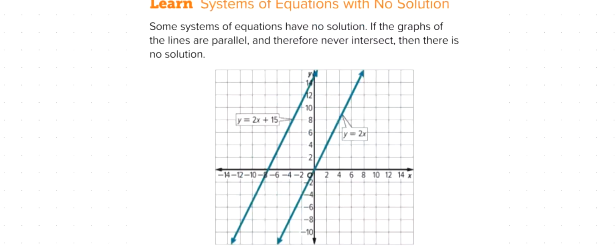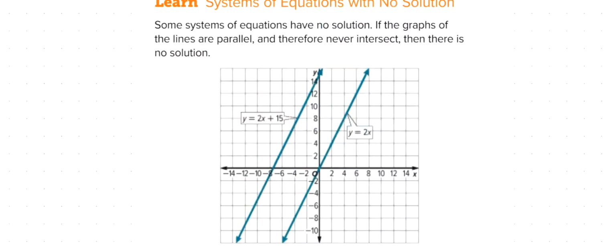Let's see an example. Let's learn a little bit more about systems of equations with no solutions. Some systems of equations have no solutions. If the graphs of your lines are parallel, that means they never intersect, right? Then there is no solution.